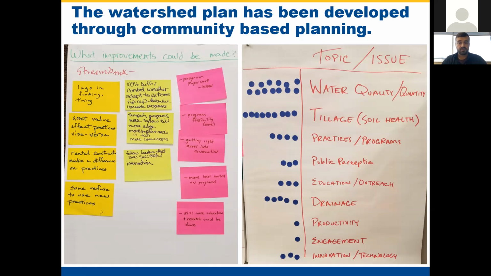And from those improvements that could be made, we created this topic and issues aspect. So we have those different categories listed on there, from water quality, tillage, education, outreach, productivity, engagement. And we gave everyone in the meeting 3 blue dots, and they were able to go up and vote. What are some of these priority topics or issues that we need to focus on, so that we can mold this together, maybe consolidate some, and create these overarching goals that can somewhat be the framework and essentially be our ending point for our roadmap? So then we can create our path to get there.